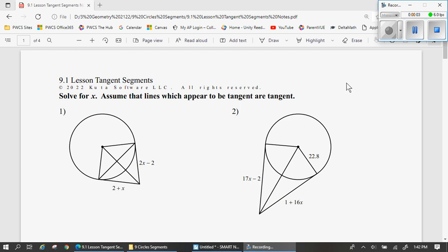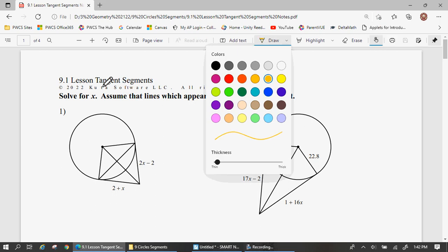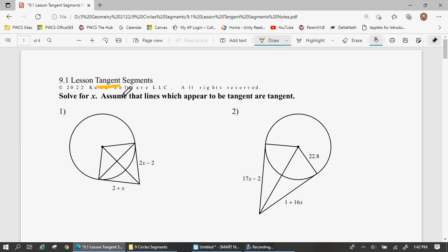Hey y'all, today we are going to take a step away from triangles a little bit, and we're going to look at circles again. A little while ago we talked about circles. We talked about different types of segments that would interact with circles, and one of those segments that we looked at were called tangents.